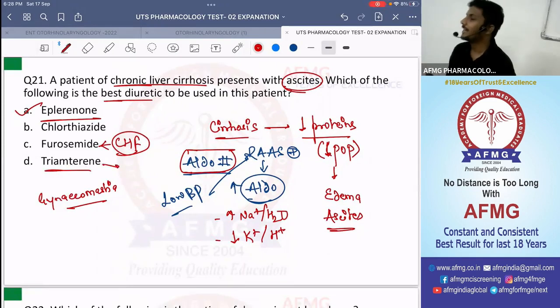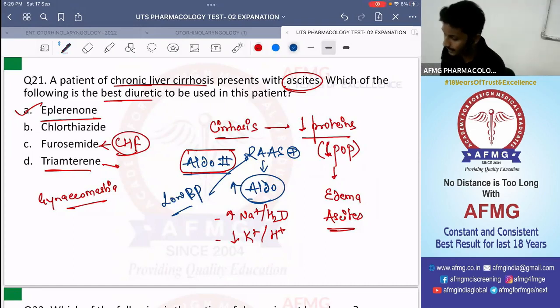Triamterene is which group? It is also a potassium sparing diuretic. Here is the second reason why we are using an aldosterone antagonist, because aldosterone is also leading to hypokalemia in the patient. Therefore, we will use a potassium sparing diuretic to increase the levels of potassium in the plasma. Okay, that is the second benefit that we get.